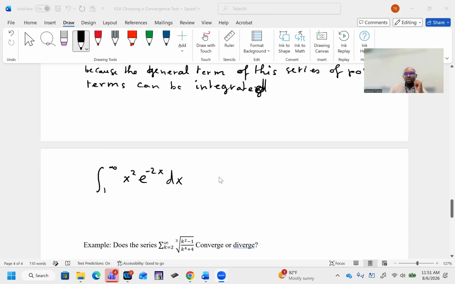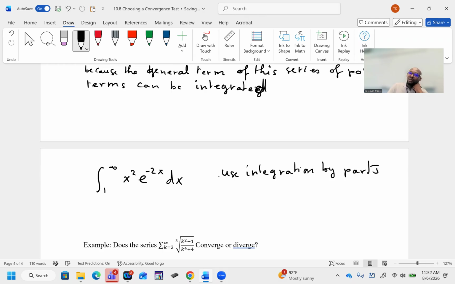So because we have done this type of integral so many times, I will just give you the steps. Use integration by parts. How many times do you have to do it? Twice. And then you will see for this integral from 1 to infinity of x squared e to the power of negative 2x dx, the answer will give you 5 times e to the power of negative 2 divided by 4, which is less than infinity.